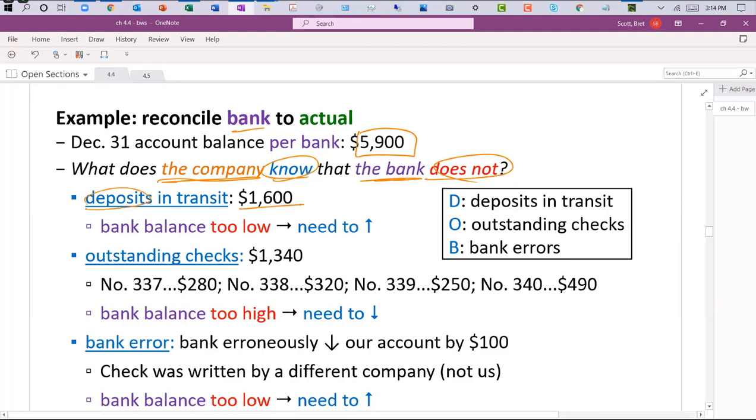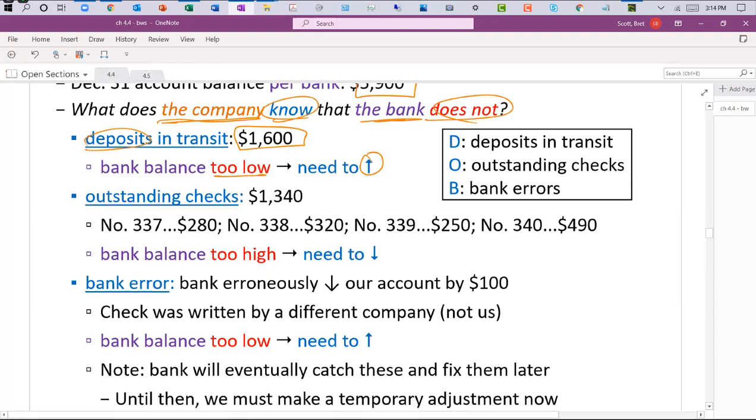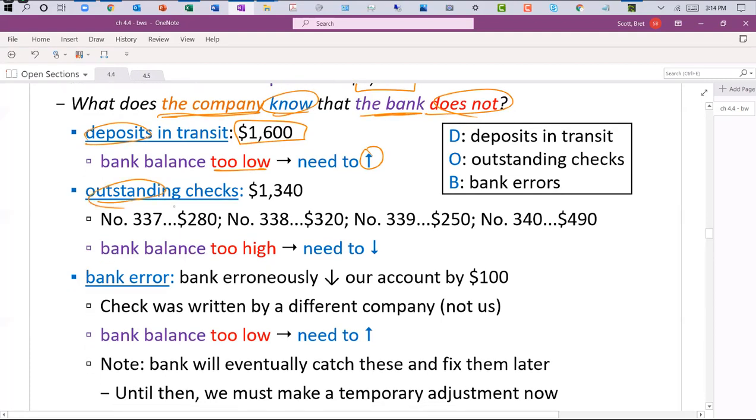Deposits in transit, assume it's 1,600. That's en route. The bank will update it eventually. For right now, the bank balance is too low. We need to up it by 1,600. There's some outstanding checks that we've written. This could be a situation where the people we wrote the checks to just haven't gone to their bank yet. So if we look at the bank statement, we can see an order of checks that have cleared.